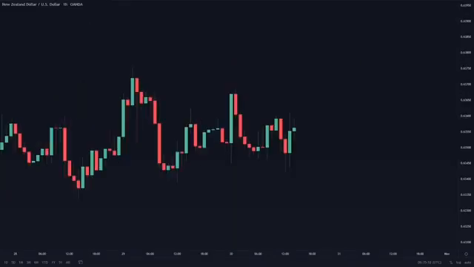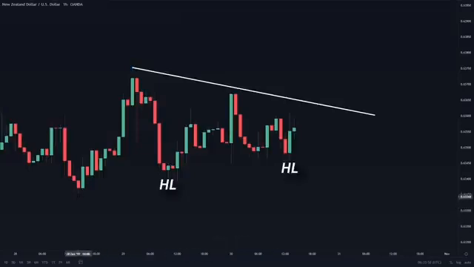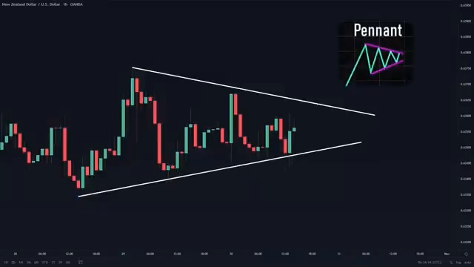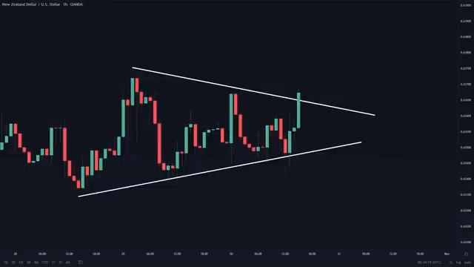So in this chart, we can see that the price is forming lower highs, meaning we can draw a downward trend line above here. And below it, we spotted higher lows. So we draw an upward trend line below here as well. And now, we just formed a pennant pattern. Next, we saw that a big green candle broke above the upper trend line.